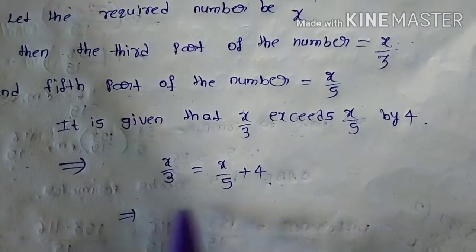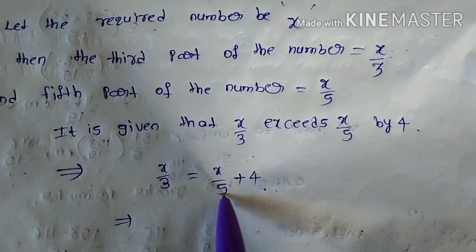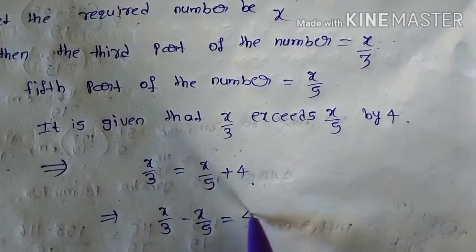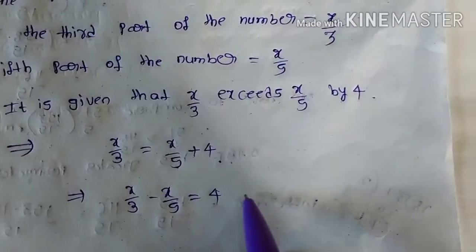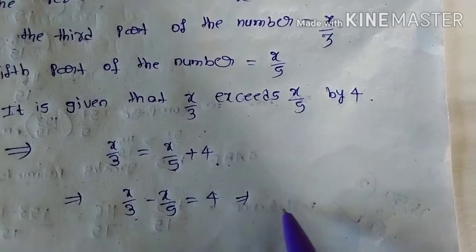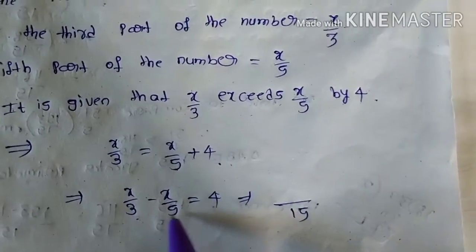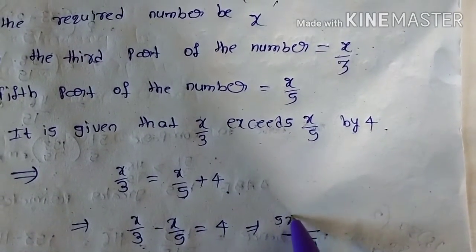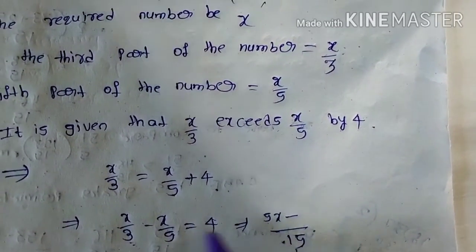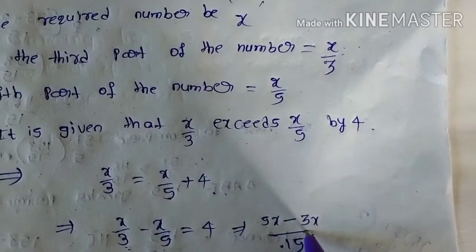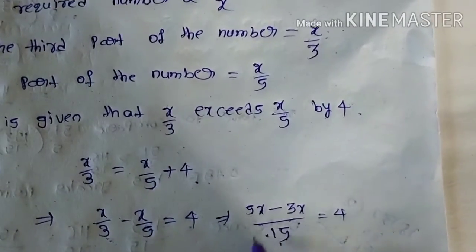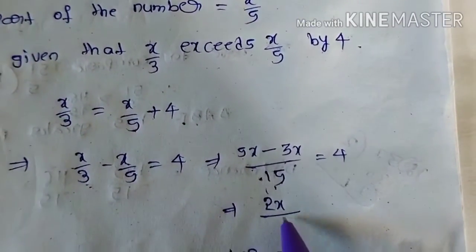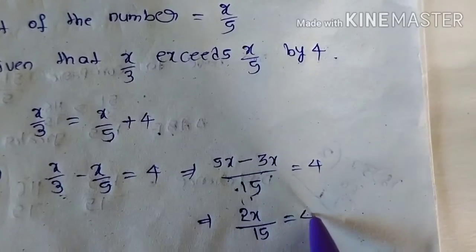In the next step, you can transpose x by 5 to the LHS. That means x by 3 minus x by 5 is equal to 4. Next, you can find the LCM of 5 and 3. 15 is the LCM. 3 fives are 15, that means 5 into x, so you can directly write 5x minus 3 into x, 3x, is equal to 4 only. 5x minus 3x is how much? 2x. Here 2x by 15 is equal to 4 only.